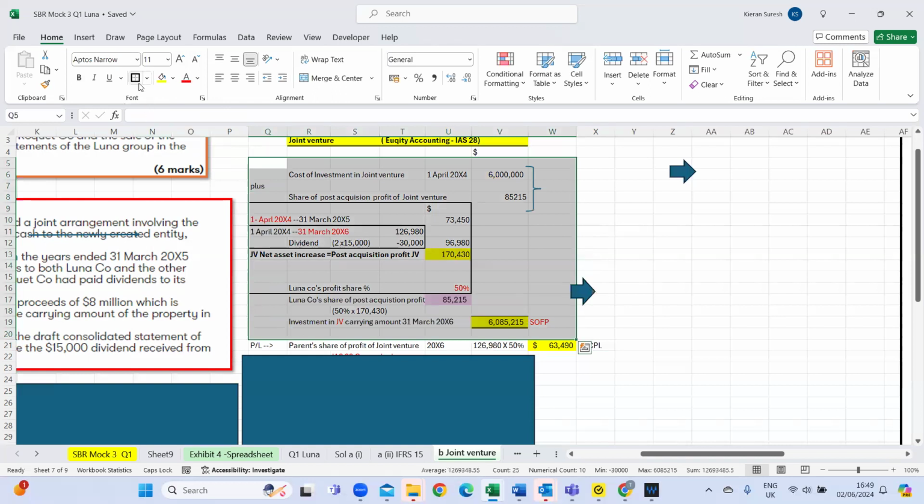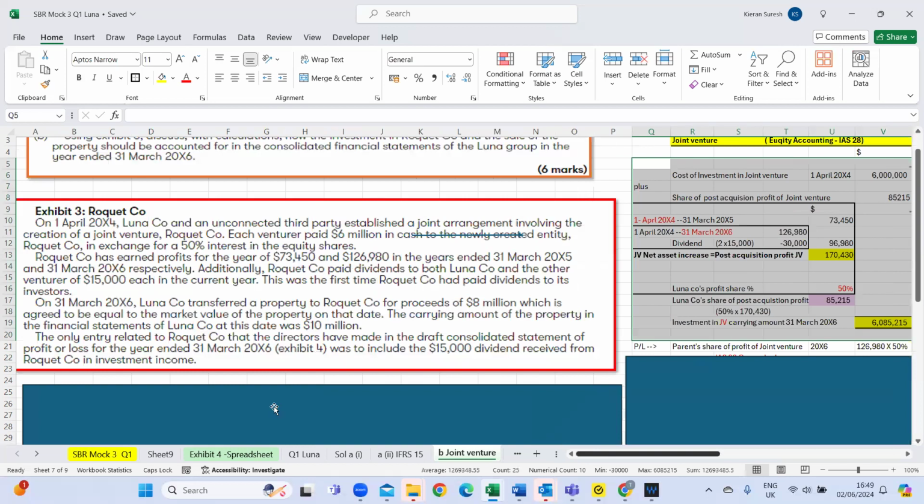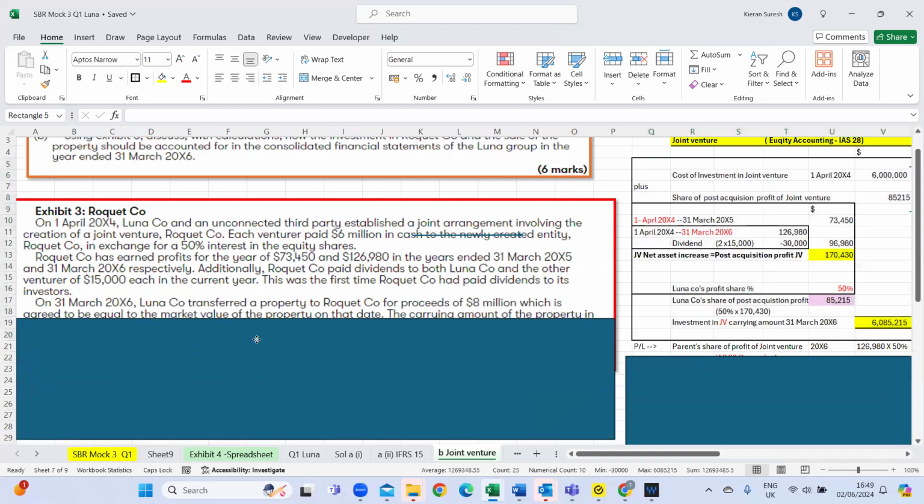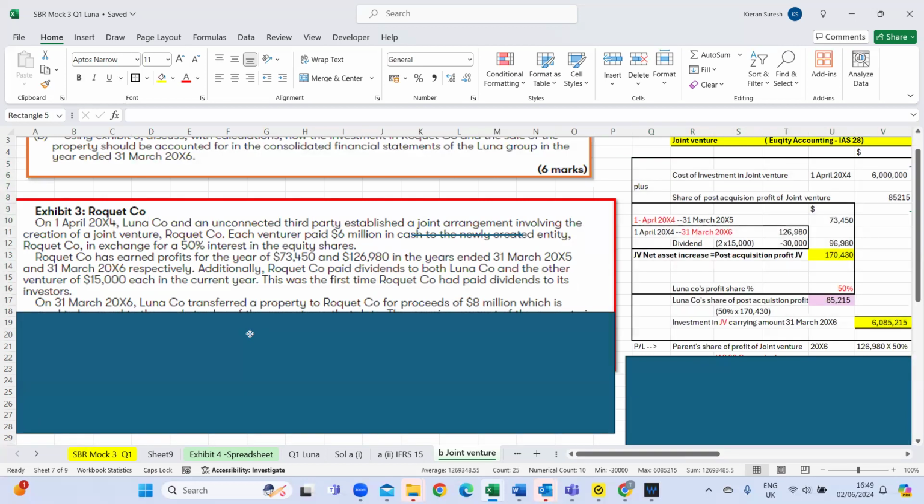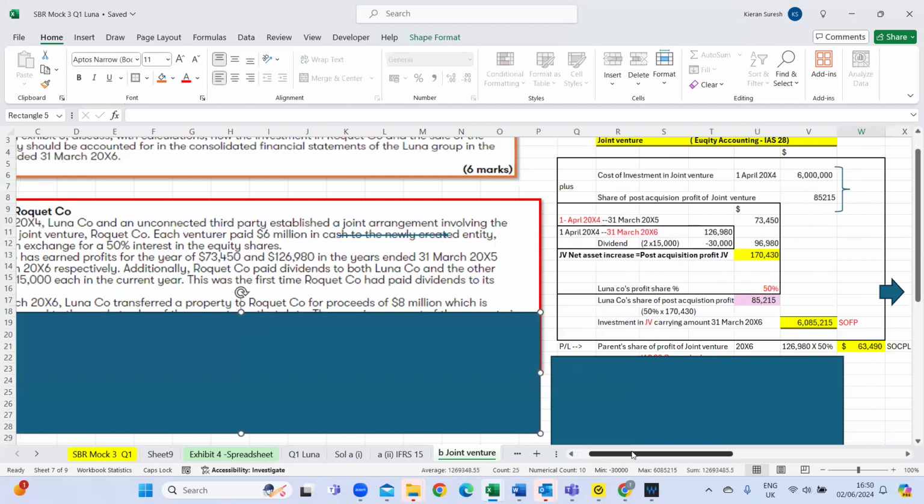That's done, and now we're moving on to the second part, right? In the second part of the question, they are saying that on 31st March 2016, Luna transferred the property to Rocket company for proceeds of 8 million. Now you see, Luna company is the parent, and the Rocket company is the joint venture, right? So you need to know what this transaction is.